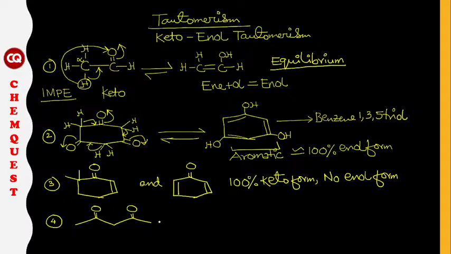It is a pentane-1,3-dione type system, meaning the 2 and 3 positions have ketones, and the 1 CH2 is the active methylene or acidic part.